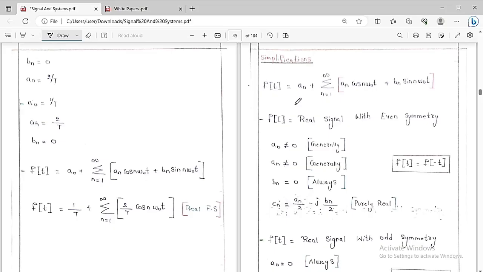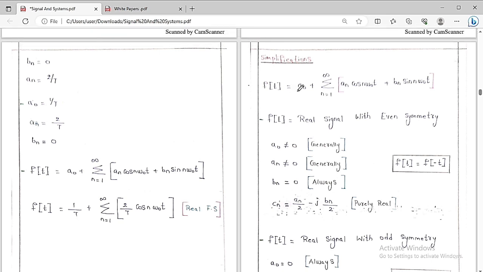Now we are going to discuss another concept, which is the simplifications. So we are going to see what we have learned regarding the trigonometric Fourier series and the exponential Fourier series. So now we are going to do some simplifications that we are going to see here. So listen carefully. f(t) is equal to a naught plus sigma n equals 1 to infinity a n cos n omega naught t plus b n sin n omega naught t.